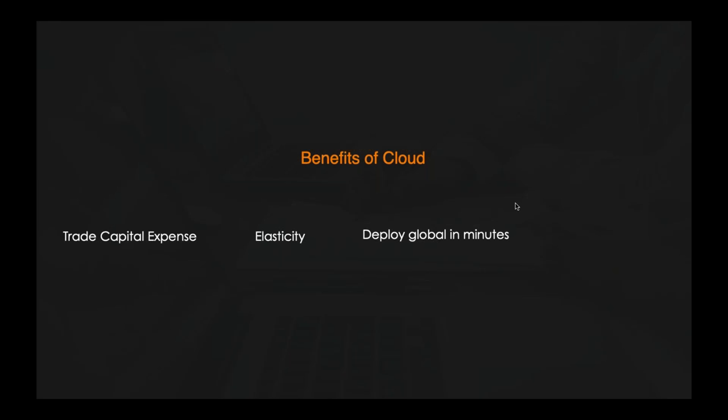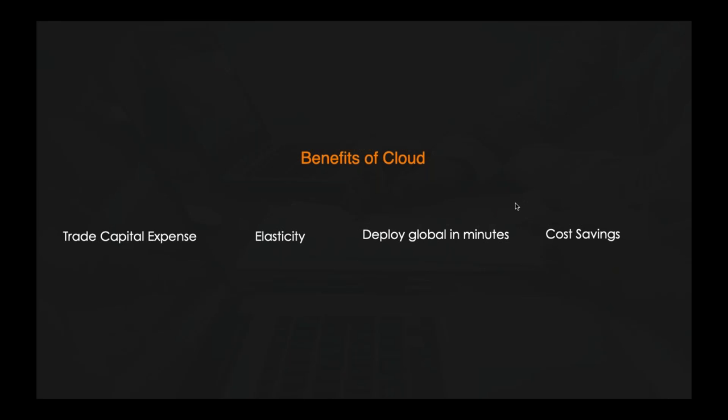Then deploy global in minutes. That is, you can deploy your services on AWS Cloud within minutes because of its flexibility over deploying the services. And at the same time, you can configure your servers sitting anywhere in this world, because cloud computing's main aim is to provide the virtual power on the internet. So as all the services are connected to the internet, we can connect to our infrastructure sitting anywhere in this world. So we can go global in minutes.